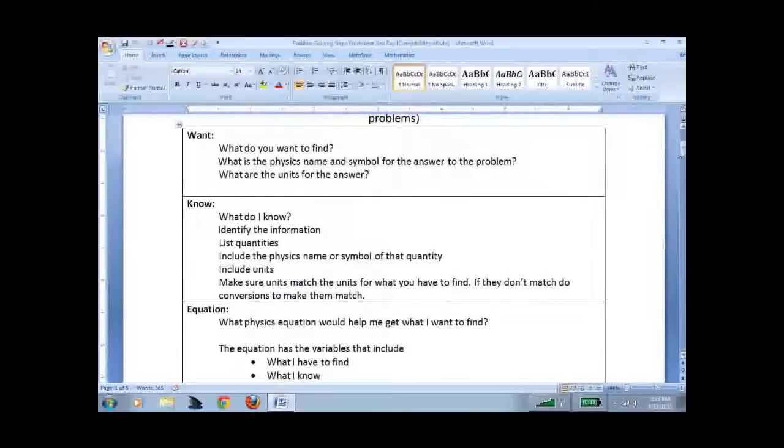So the first thing you say is, well, what do I want to find? What's the physics name? What's the symbol? If it's velocity or speed, I'm looking for V. If it's distance, I'm looking for D. What are the units? This is a big one. The units can really set you free. They'll give you a lot of information about the problem. I have meters, I have seconds. You know what? I'm probably looking for meters per second, velocity. If you don't understand the problem, there are a lot of cues.